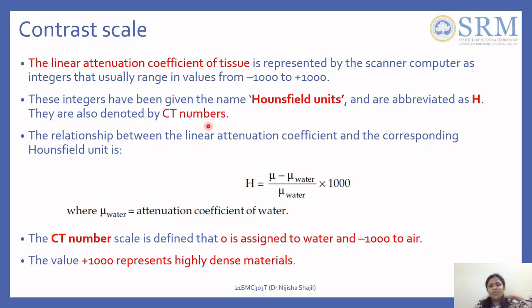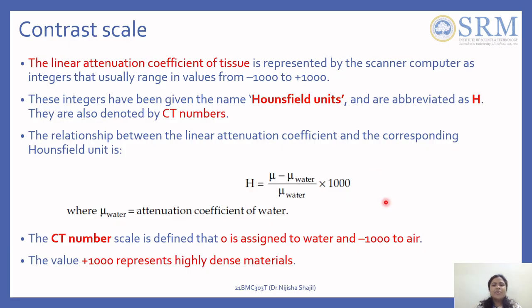To understand how the linear attenuation and the Hounsfield unit are related, this is the formula. One Hounsfield unit is equal to (μ minus μ of water) divided by μ of water, into 1000, which means the attenuation coefficient of water is the base. For any material you have, you subtract the attenuation coefficient of water, divide by that of water, and multiply by 1000. If you convert it into some value, that is called a Hounsfield unit.